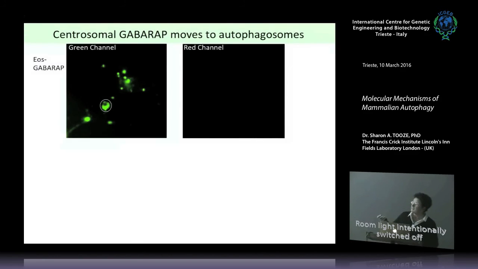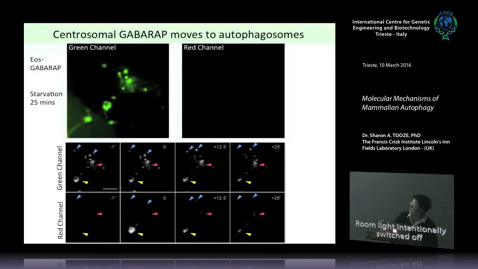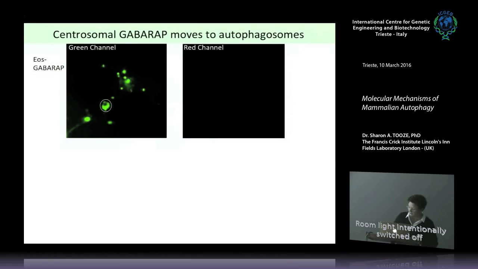Here you have a cell expressing the EOS GABArap. These structures are likely to be autophagosomes because the cells are starved. This is the centrosomal pool, so Justin could focus the laser very nicely on it. You see the photoactivation of the protein. It turns red, and it went very quickly. Maybe I'll start it again, because I didn't expect it to go so quickly.